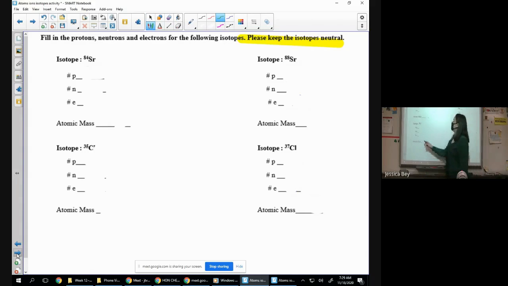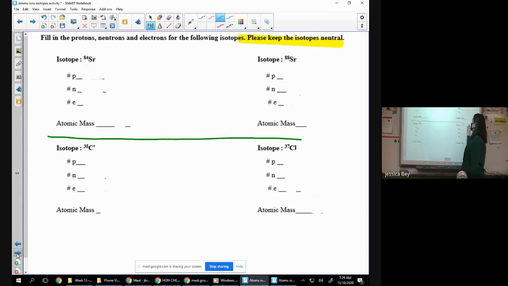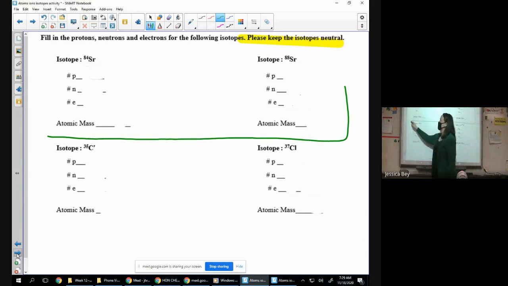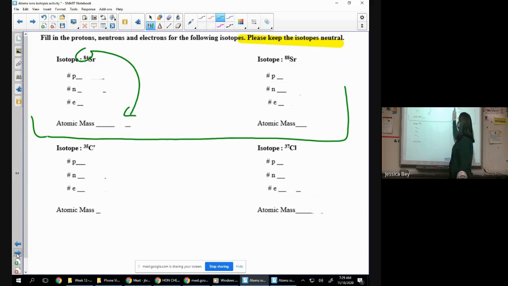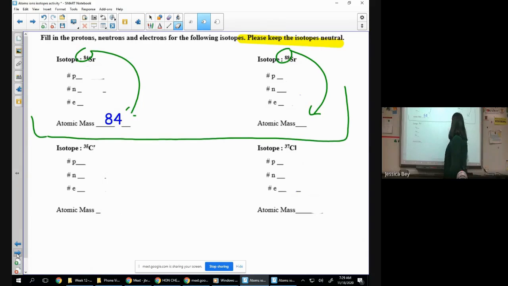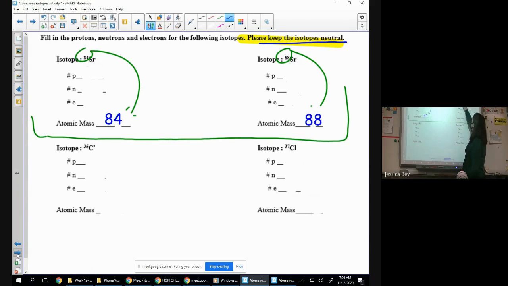Okay, these are two isotopes of each other. You're going to see this setup on the quiz. Remember, the number at the top tells you the mass. Please note, and this is where sometimes people get confused, it says, please keep the isotopes neutral. So you can assume that both of these have a neutral charge.